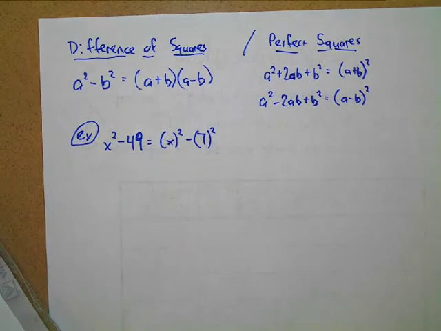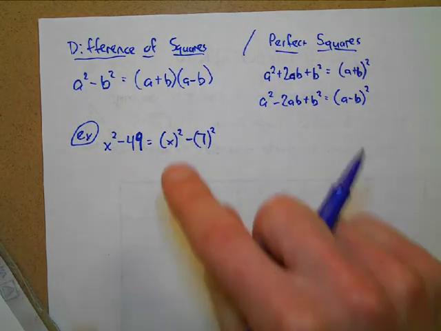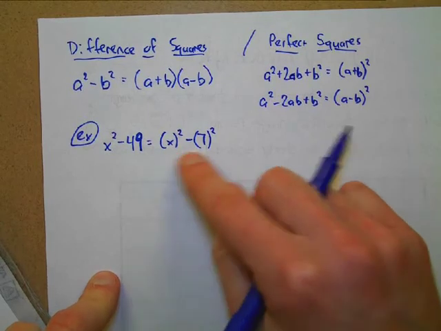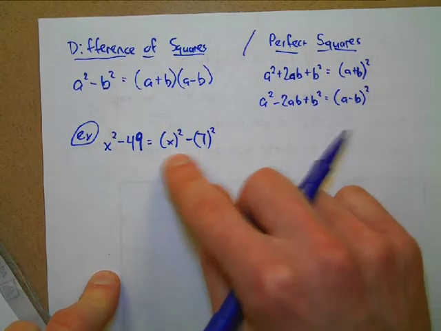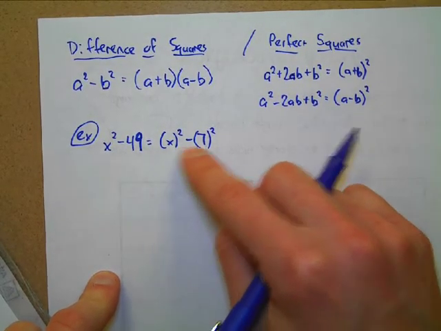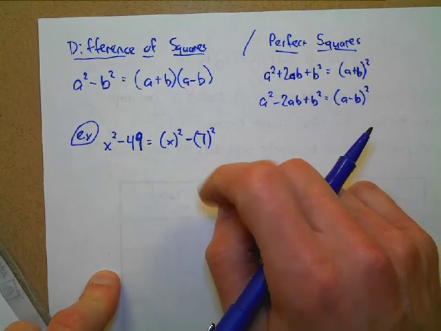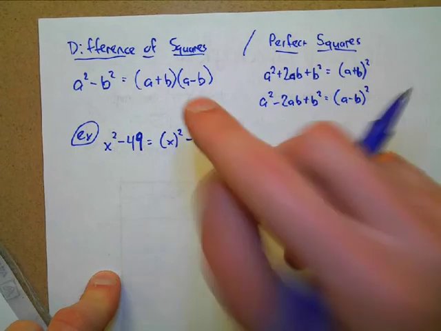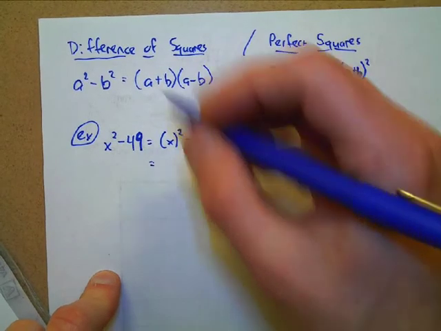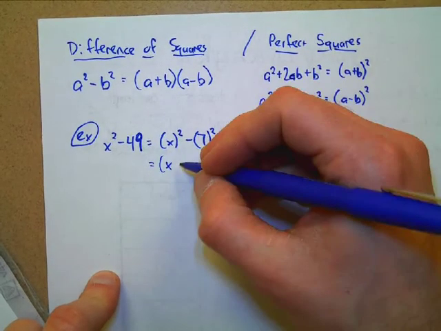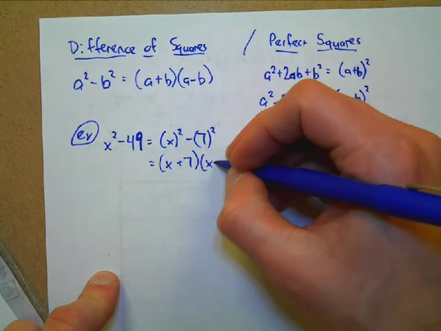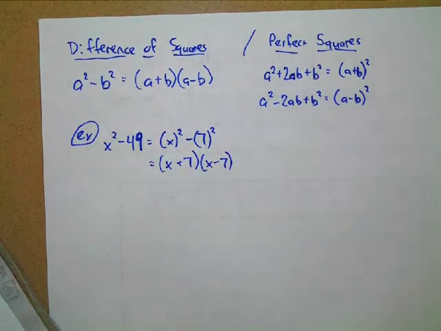So in other words, our A would correspond with what in here? A corresponds to x, and the B corresponds to 7. And so we can just use this form right here. If A is the x, then I have x plus my B of 7, and then x minus my B of 7. There it is. No guessing and checking required. We recognized it was a perfect difference of squares, so we used the difference of squares formula.